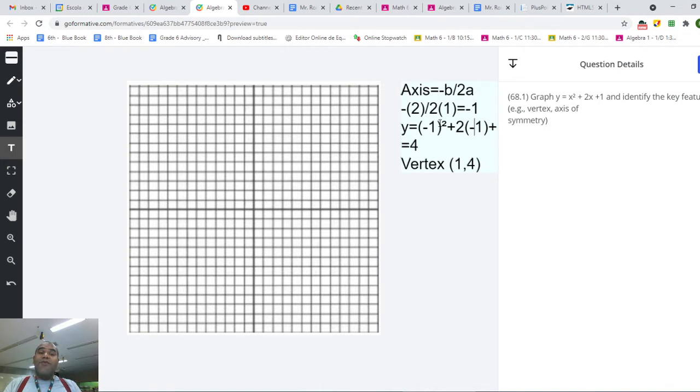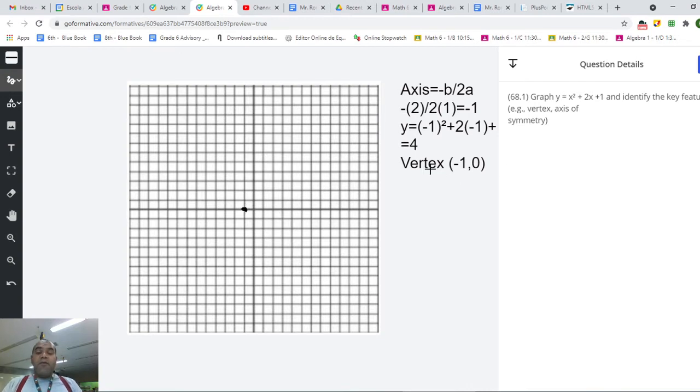Yes. Negative 1 squared is 1. 2 times negative 1 is negative 2. 1 plus negative 2 is negative 1. Negative 1 plus 1 is 0. Then it makes more sense, okay? Negative 1 and 0. Okay, attention here. Let's solve right now. Negative 1 and 0. Now, here is my vertex.